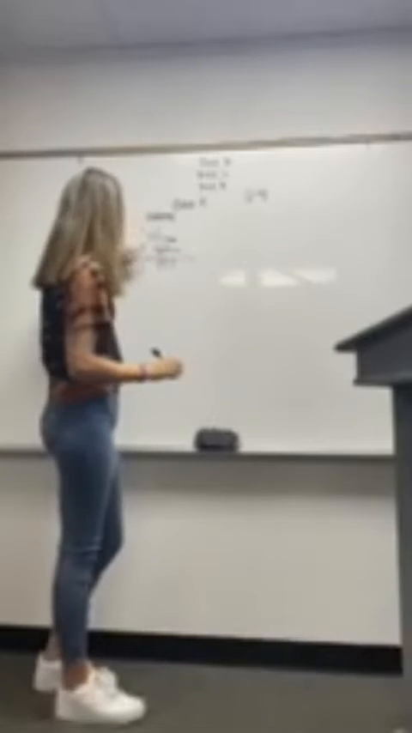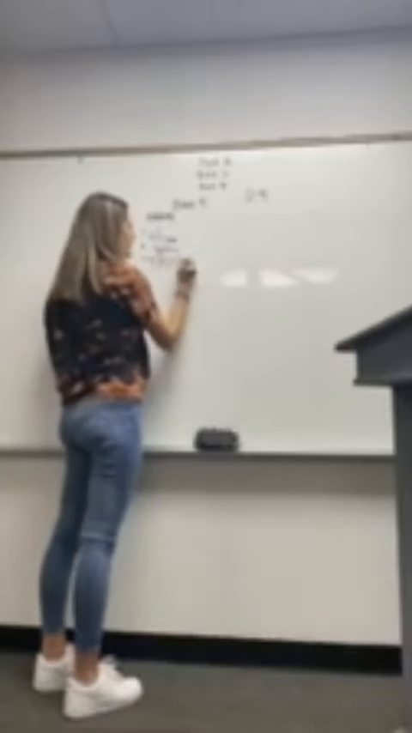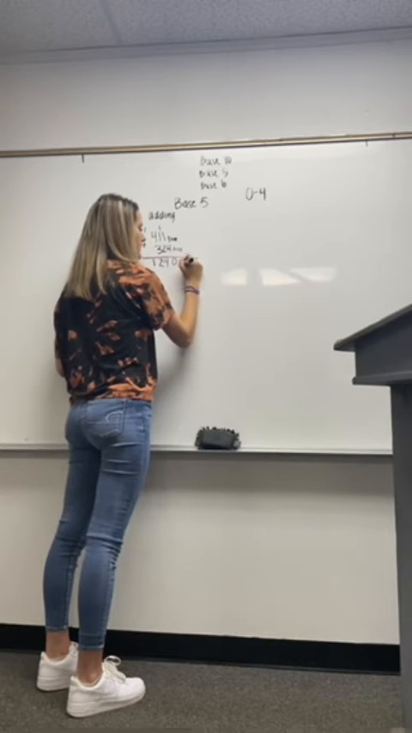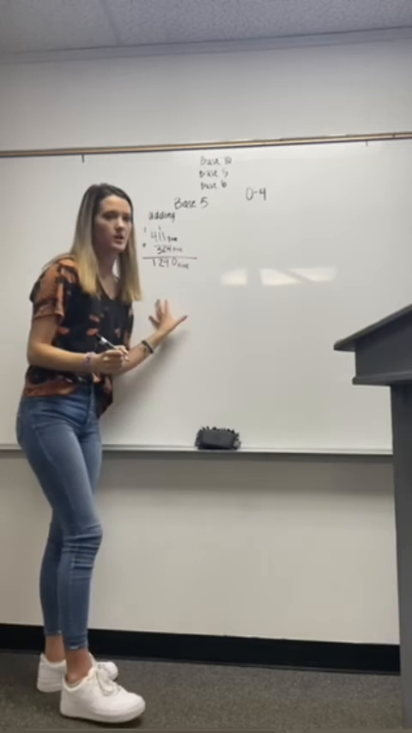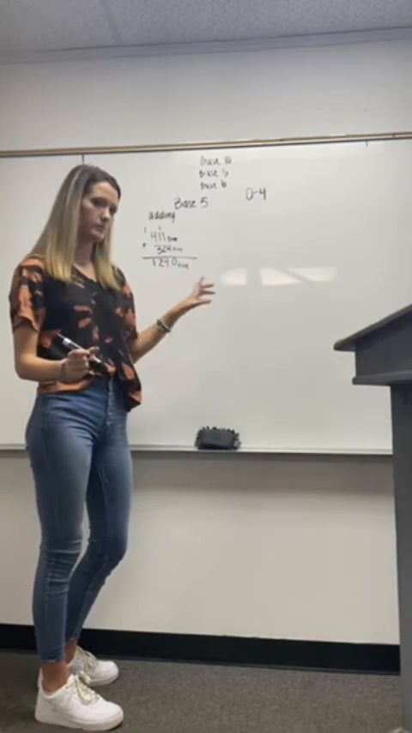And then that 1 doesn't have anything else to add with, so you just bring it down, and then you're not done. You got to put your base 5. Once you have that, you read it as 1240 base 5.